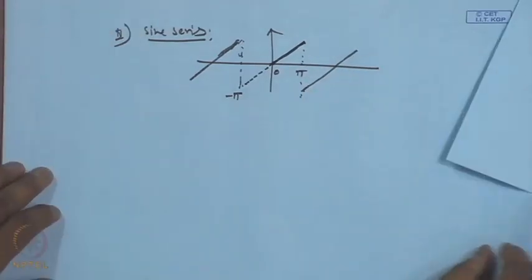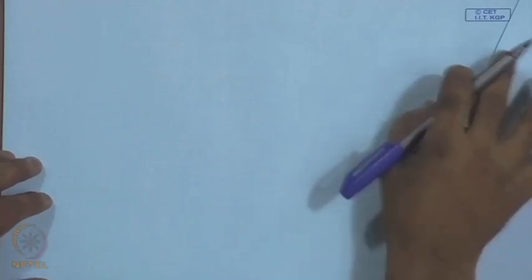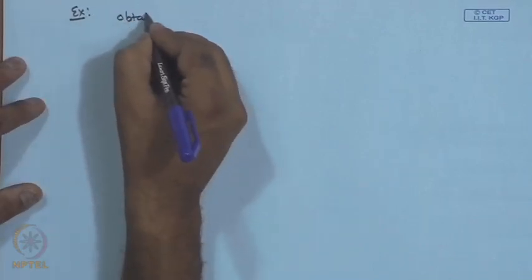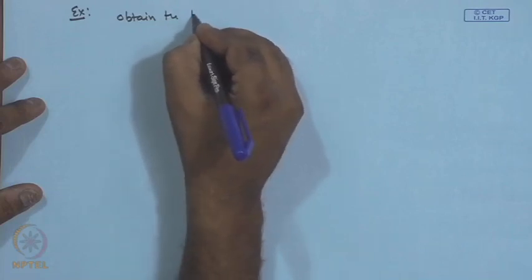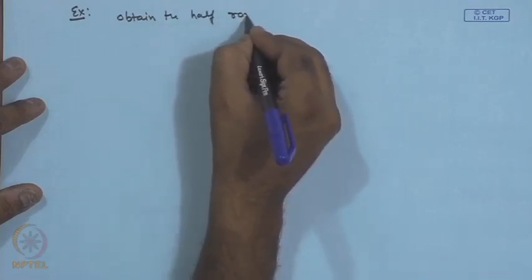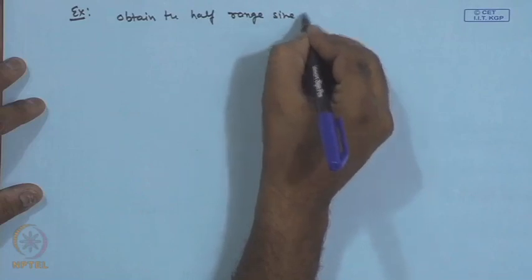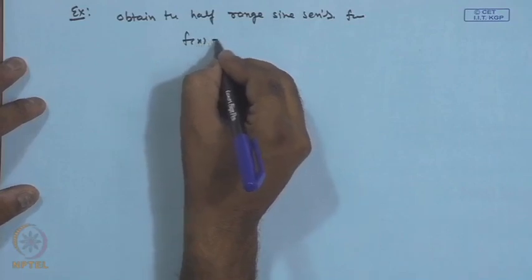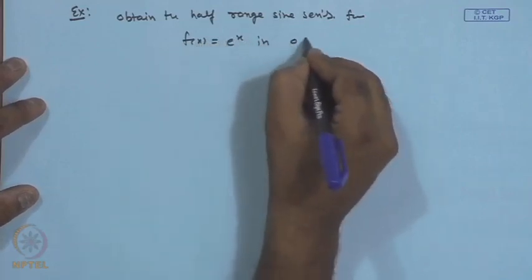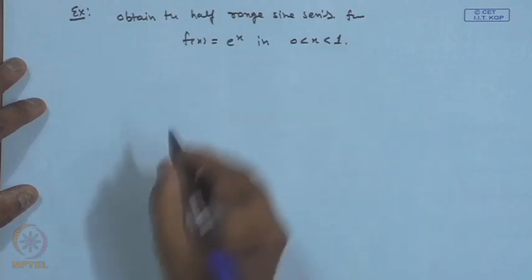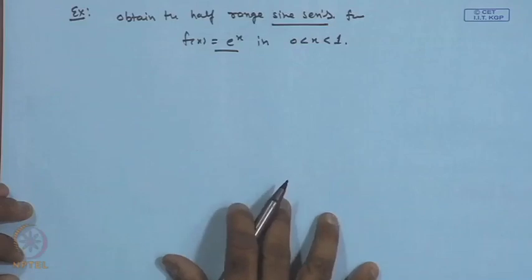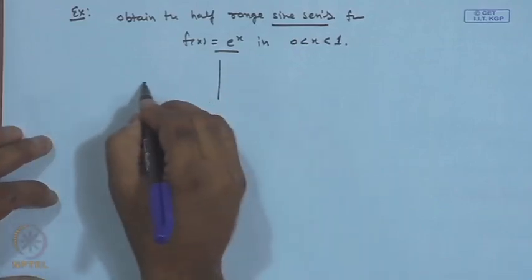So, let us go through a few examples of this. Obtain the half range sine series for f(x) = e^x defined in 0 to 1. So, we want the sine series now, so we need to go for the odd extension of this function.